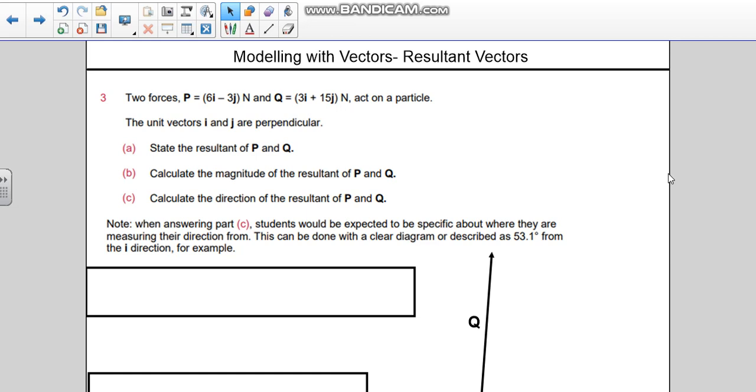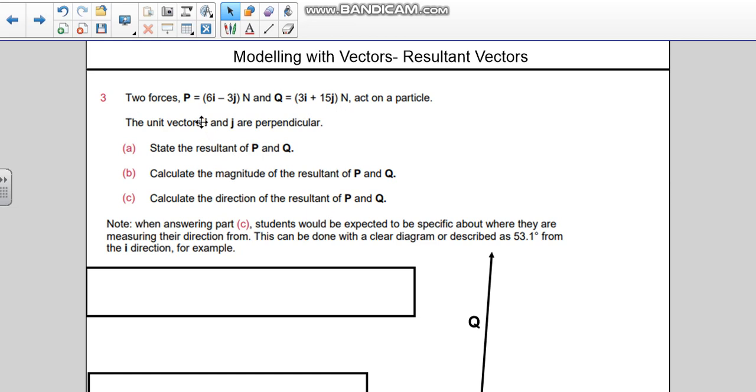So we're just going to finish off our vectors topic by looking at modelling with vectors, and in particular on this one we're looking at resultant vectors. The resultant is the result of two or more vectors being added together. There are a few examples that I want to look at. This one again was from the AQA teacher guidance, so it's one they're thinking you should know, so we'll go through this to start with.